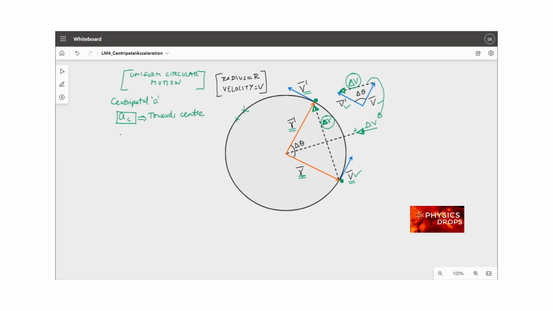Now, what about the magnitude of acceleration? Let's try and find out the magnitude of the centripetal acceleration.